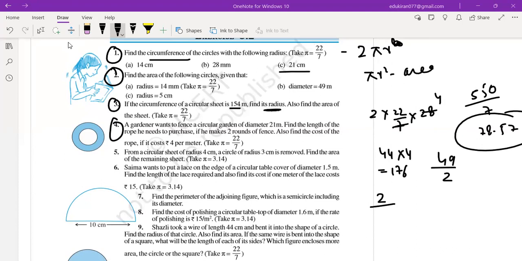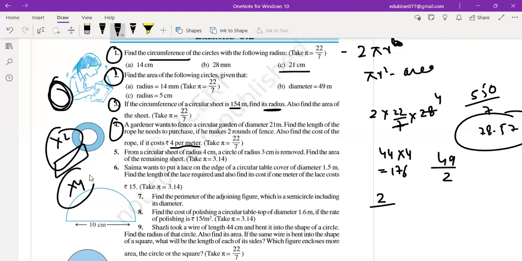Yes, you have to find the circumference and it is making 2 rounds. So over here, whatever circumference comes, you will simply multiply that answer with 2. Why? Because it's saying 2 rounds. And then it is about cost. So 1 meter is for 4 rupees. So whatever answer you get, you will multiply it with 4 and you will get the answer. Right?